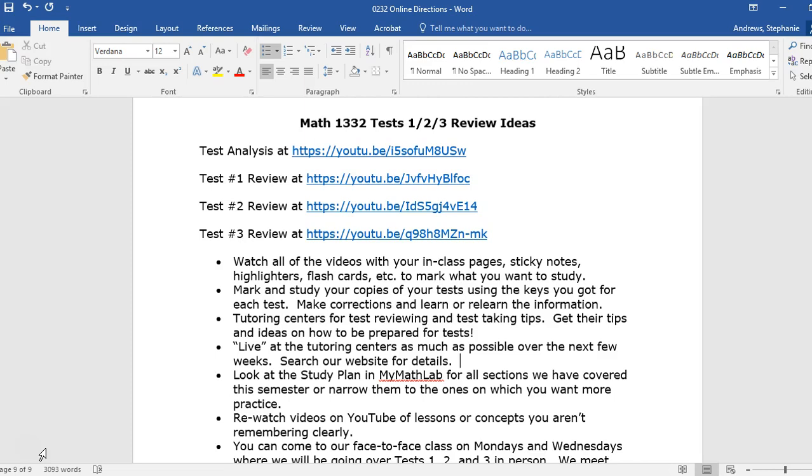Like the first one is the test analysis. It was intended for you all to work through after each test, but especially after test 1. And it has some really good tips and ideas as you plan out this next week and a half, 2 weeks for studying for your final in Math 1332. Also, in 0232, you're going to have a final.